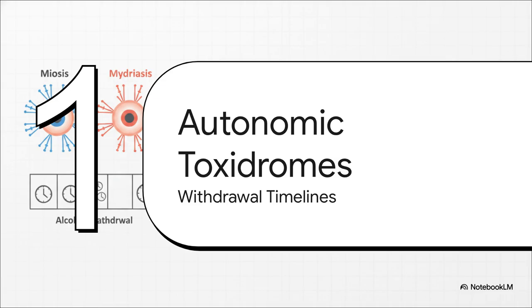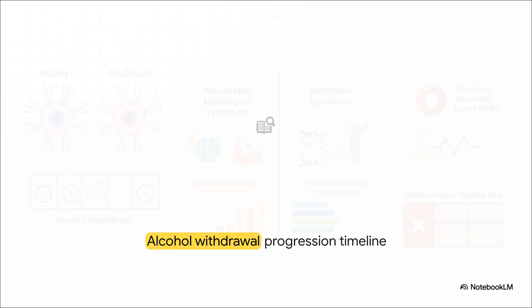Starting right off with Module 1, autonomic toxidromes and the withdrawal timeline. Okay, the absolute crucial point here is mastering this horizontal timeline. You're going to start with mild symptoms early on. Think tremors, anxiety, some diaphoresis around that 6 to 24-hour mark. But watch out, because this can rapidly escalate. Between 12 and 48 hours, you're looking at withdrawal seizures and alcoholic hallucinosis.